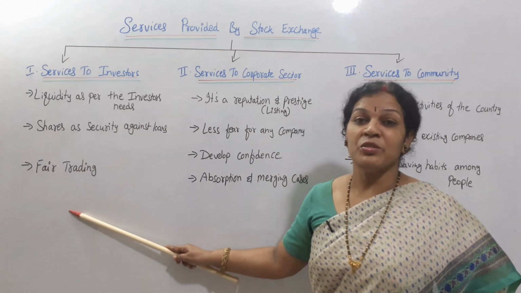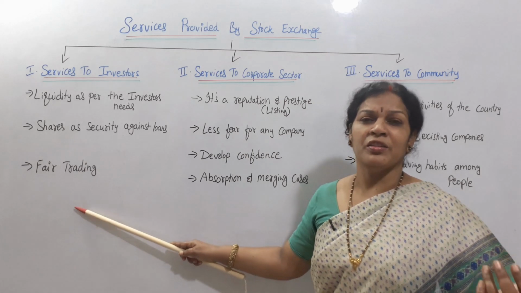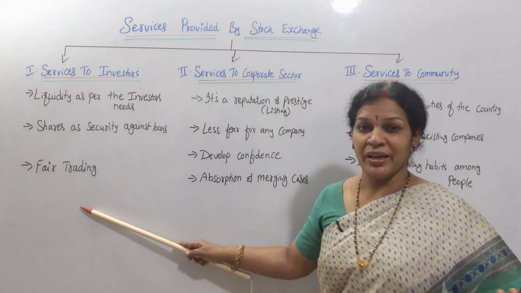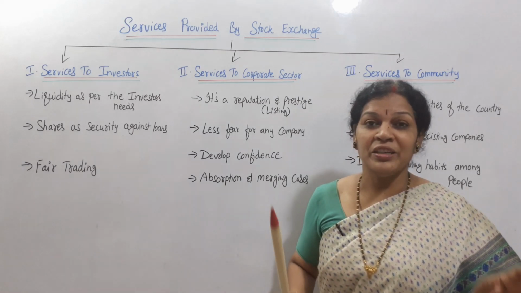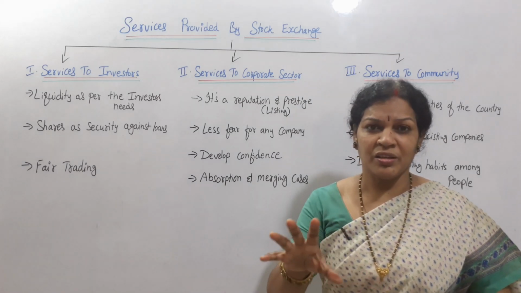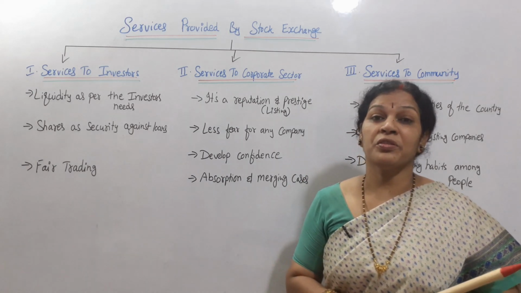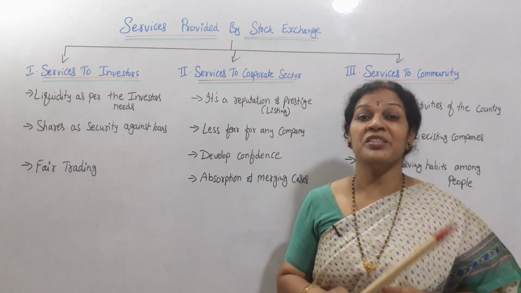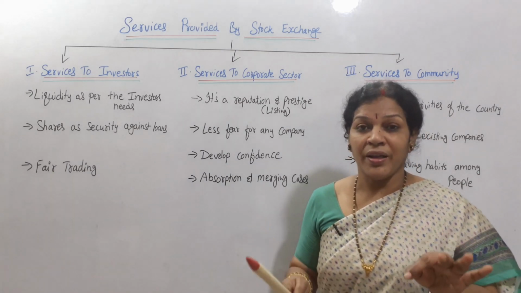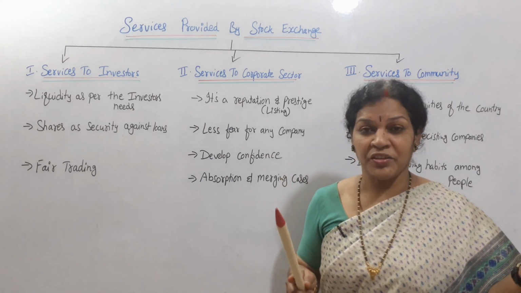Fair trading means there is no chance of deceiving, no chance of manipulation, misleading, misguiding, or cheating. All these things are not possible in the stock exchange because the rules and regulations are clearly mentioned. Stock exchange brokers are also registered, and if any broker deceives an investor, the stock exchange is going to take action against that broker.